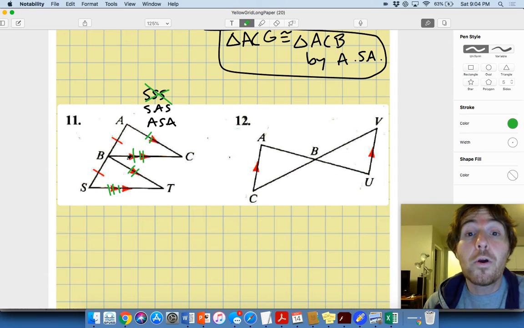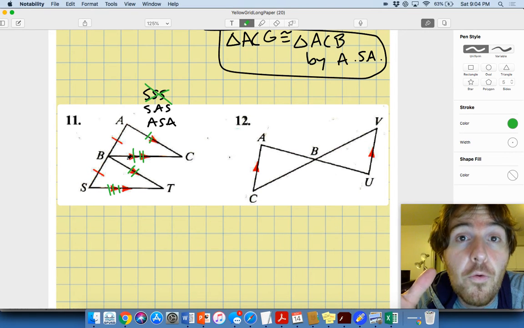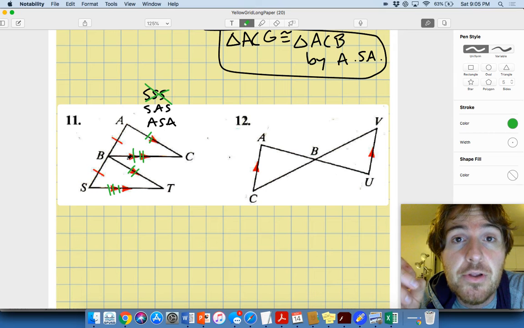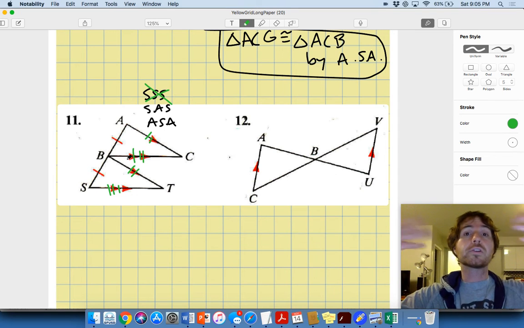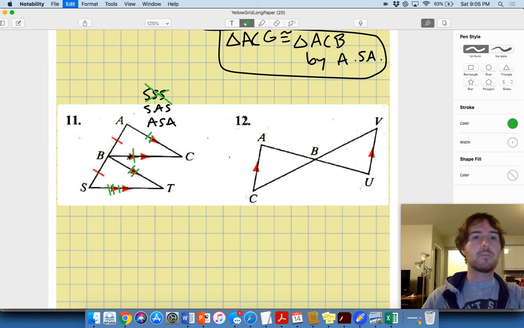What are parallel lines cut by a transversal? What do they form? Congruent sides or congruent angles? Parallel lines cut by a transversal form congruent angles: congruent corresponding angles, congruent alternate interior angles. Yes, it's going to be either SAS or ASA here.